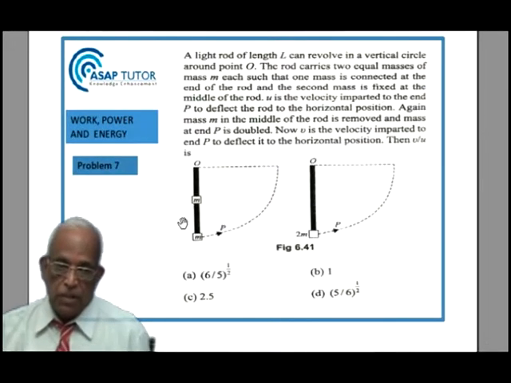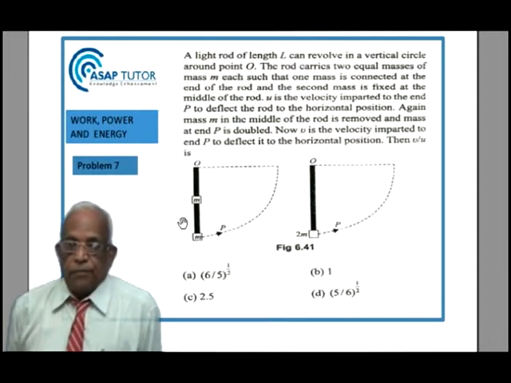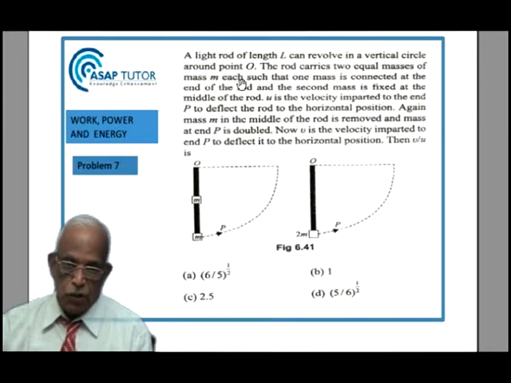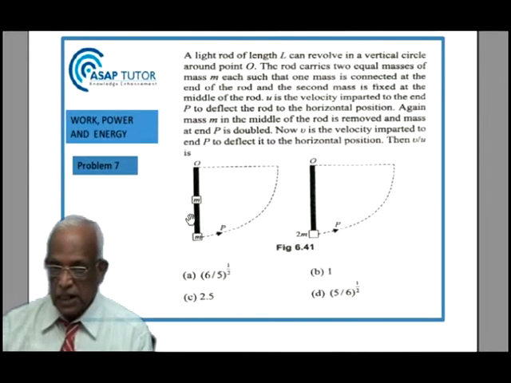Let's go to problem number 7. A light rod of length L can revolve in a vertical circle around the point O. Notice that here's a rod and it's going to move like this. The rod carries two equal masses of mass m each, such that one mass is connected at the end of the rod like this here, and the second is fixed in the middle of the rod.